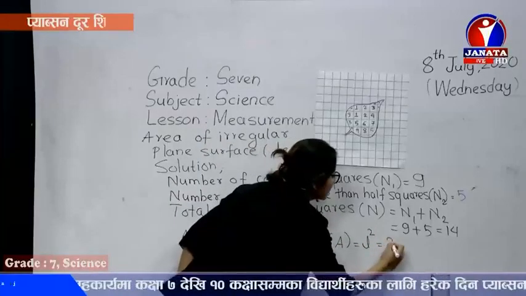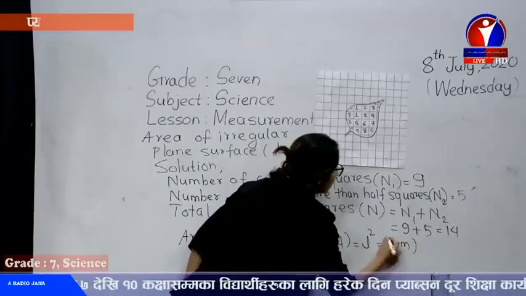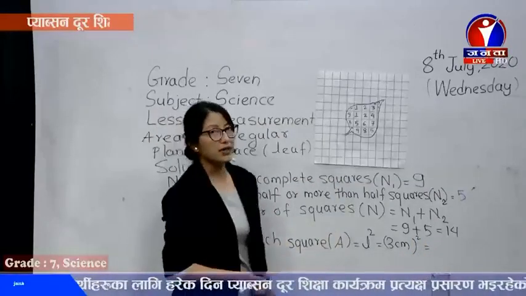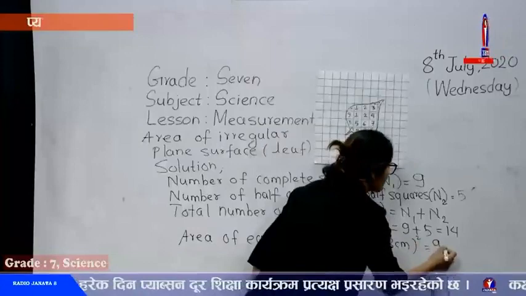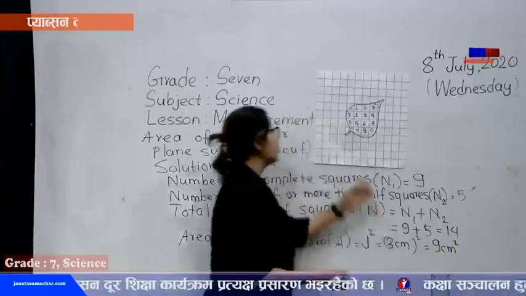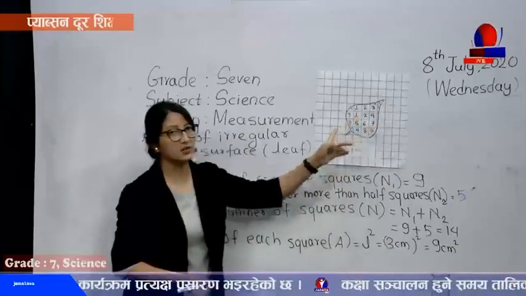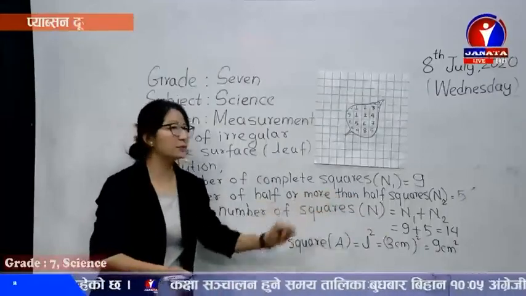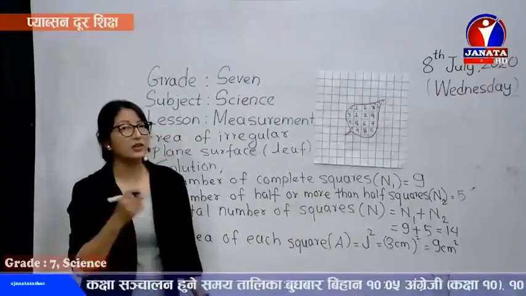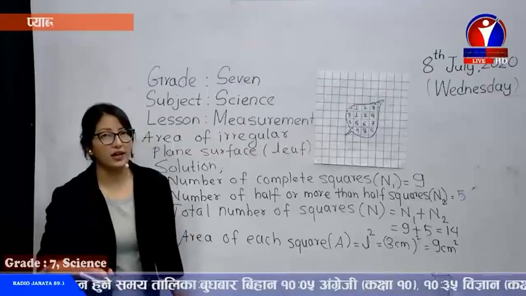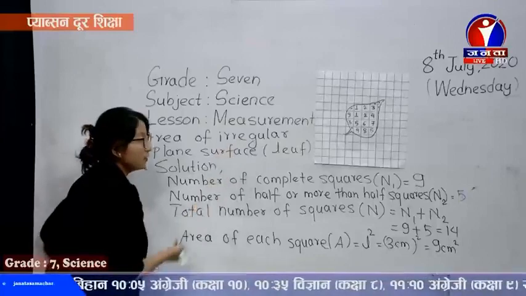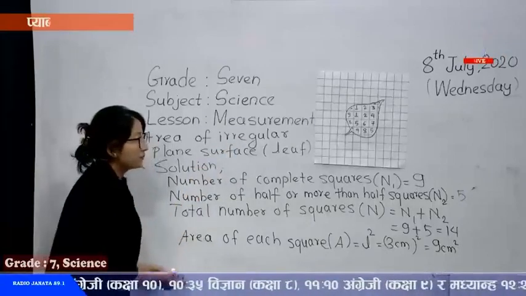Its length is 3 centimeters, so I'll write directly over here 3 centimeter square. So 3 into 3, it's 9 centimeter square. So area of this square is 9 centimeter square. Now if there are altogether 14 squares, and if it's multiplied by 9, then that will give us the total area of this plane surface, that is the surface area of the irregular object, that is leaf.